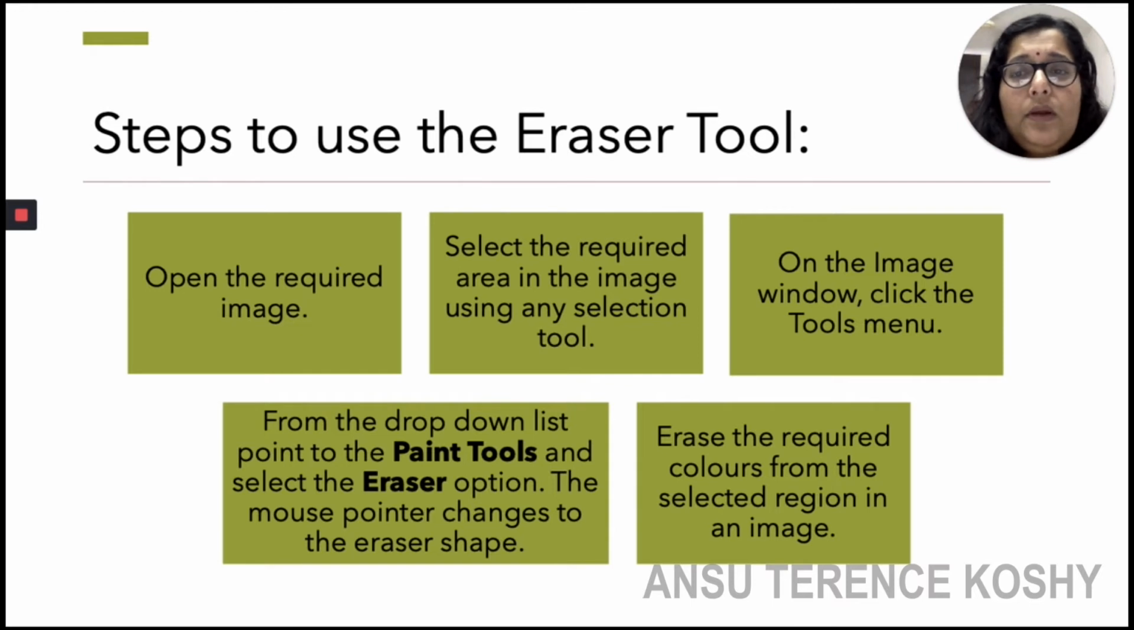So I'll explain it one more time. You need to open the image in GIMP. Then you have to use a selection tool of your choice and select the area that you need to work on. Then the third step is you need to click on the Tools menu. From that you have to look for Paint tools. From that you need to click the Eraser option, and when the eraser comes, you need to rub off the excess paint from the areas you need to remove.